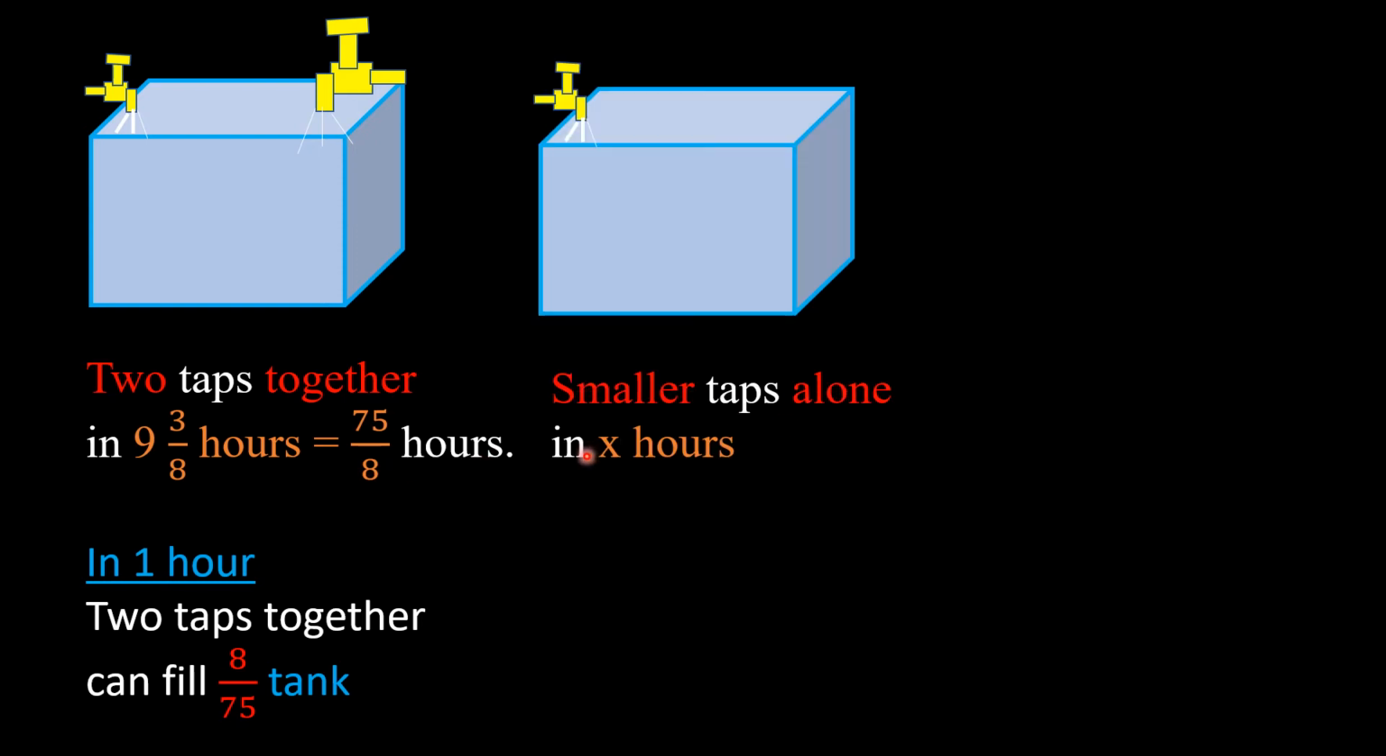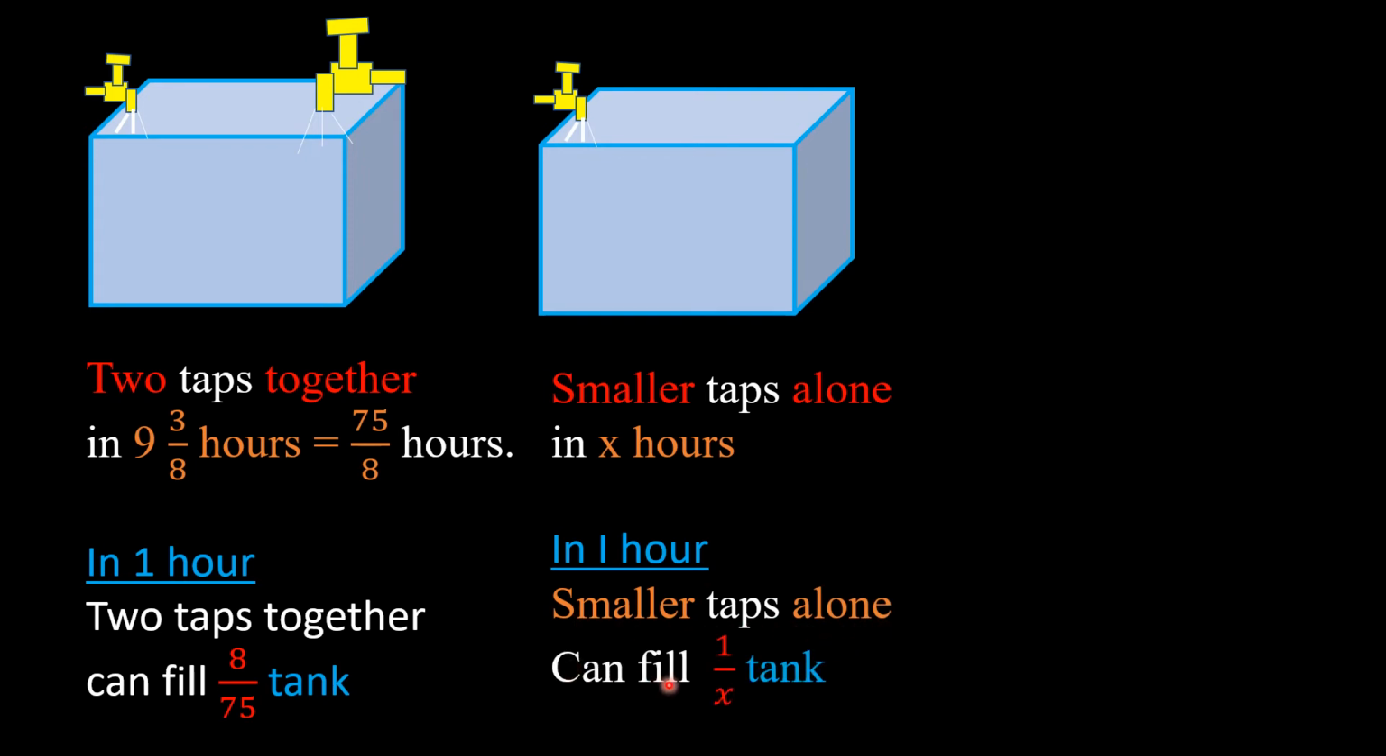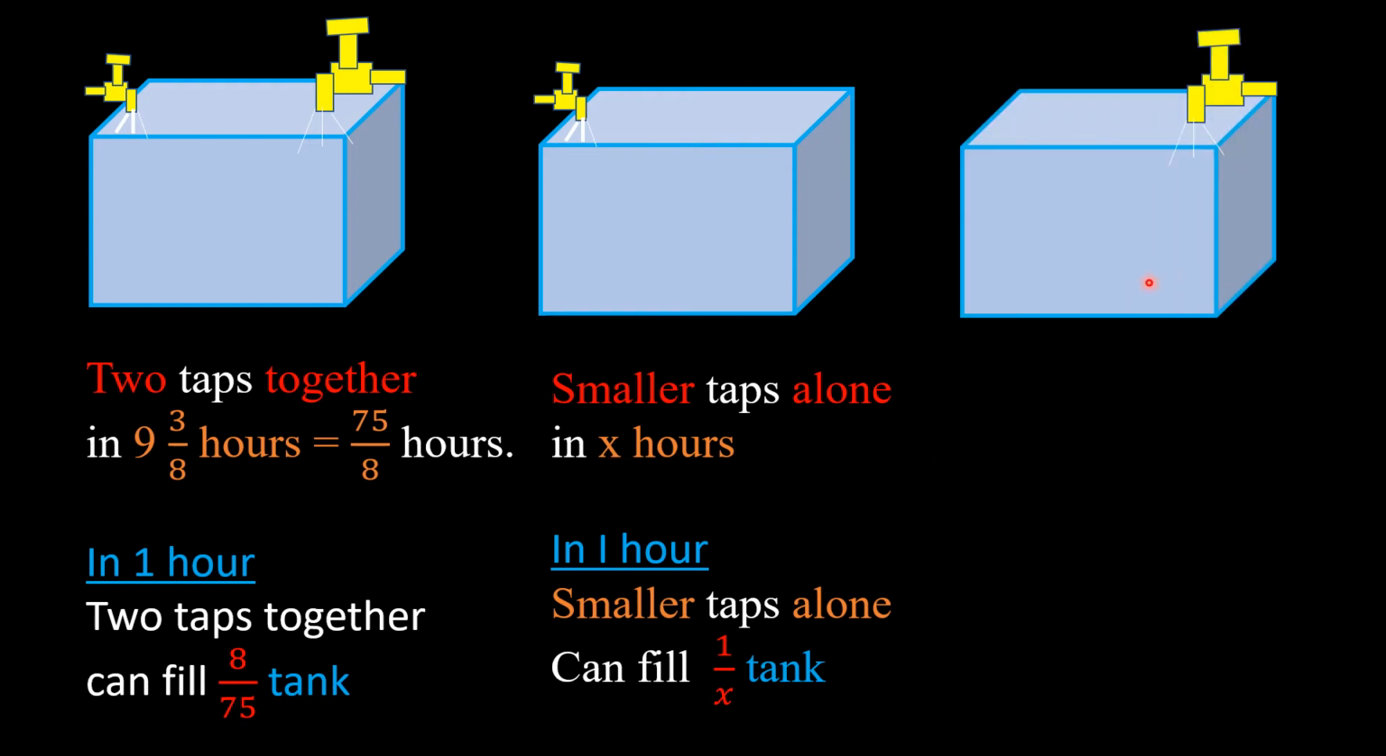Smaller tap alone fills the tank in x hours. So in 1 hour, the smaller tap alone can fill 1 divided by x tank. This 1 divided by x is the reciprocal of this x. Here the larger tap alone is filling the tank. So larger tap alone can fill the tank in x minus 10 hours. This is according to the conditions given.